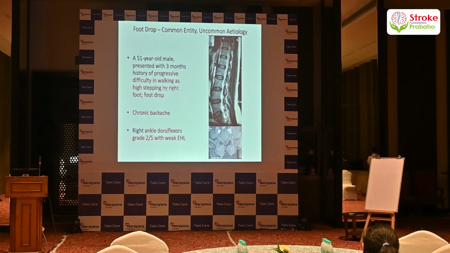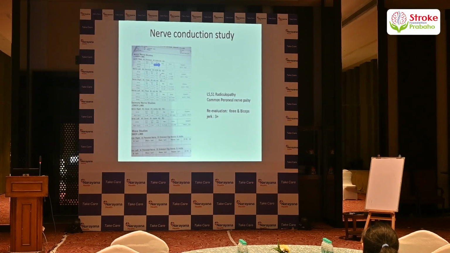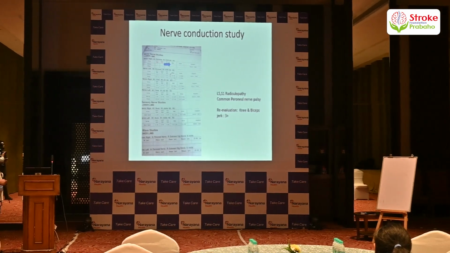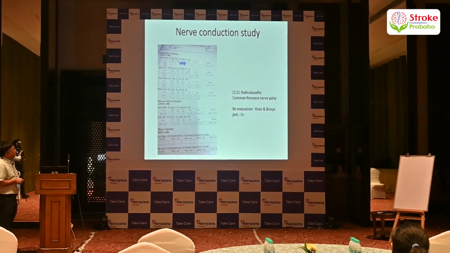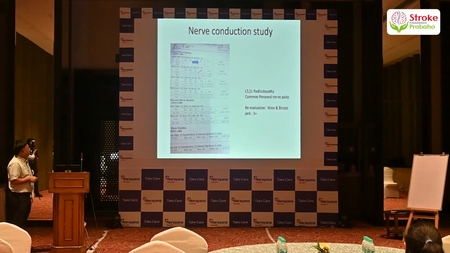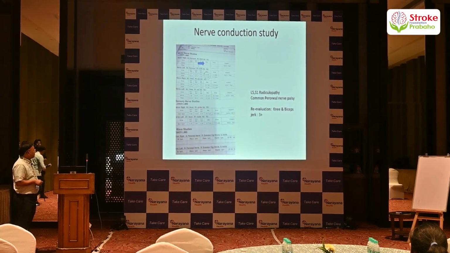So as usual, when there is foot drop, our first investigations are nerve conduction and the MRI. So MRI LS spine was done, and there was no significant compression of the L5S1 root. Axial cuts also show no compression. Now the conduction study was done, and it shows that the right common peroneal nerve was not stimulable. Left also shows decreased CMAP. Rest of the conductions were normal.